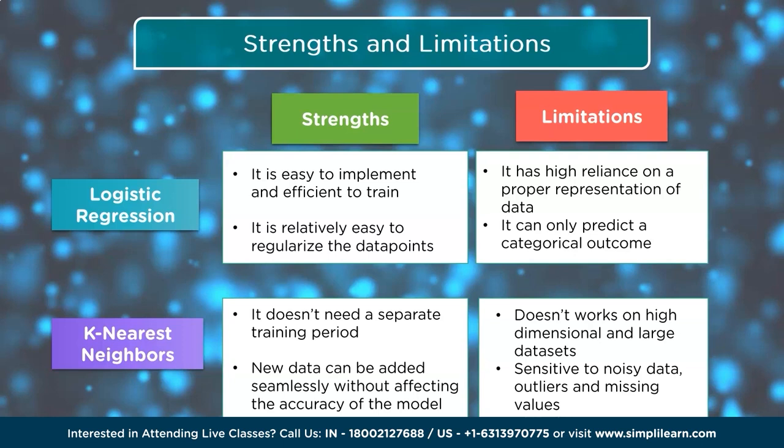Sensitive to noisy data, outliers, and missing values. That's a huge one with k-nearest neighbors. They really don't know what to do with a missing value. How do you compute the distance if you don't know what the value is?